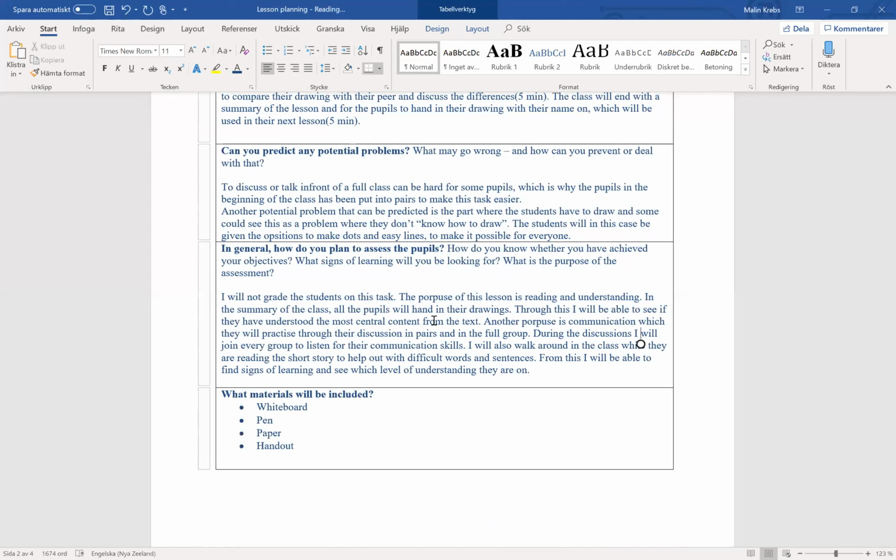I will also walk around in the class where they are reading the short story to help out with difficult words and sentences. And from this, I will be able to find signs of learning and see which level of understanding they are on. Materials that will be used are the whiteboard, pen and paper, and a handout of the story, The Dinner Party.